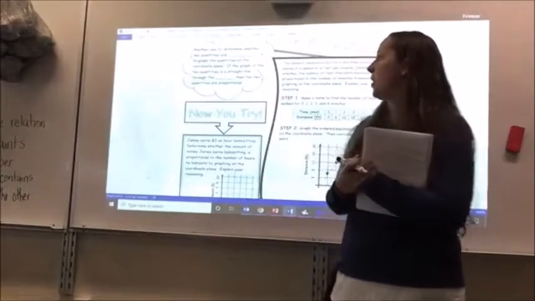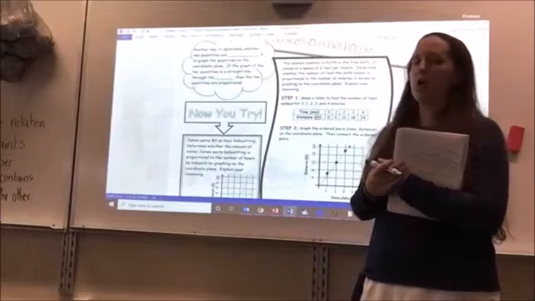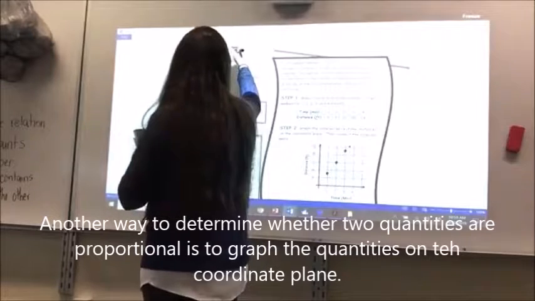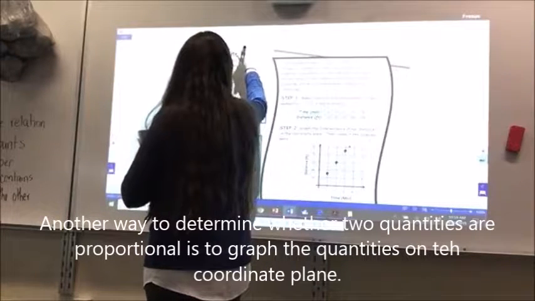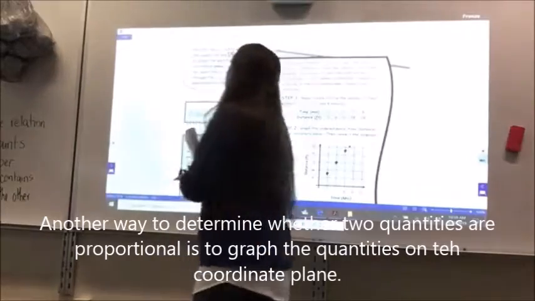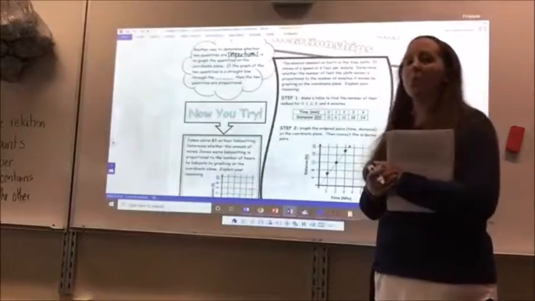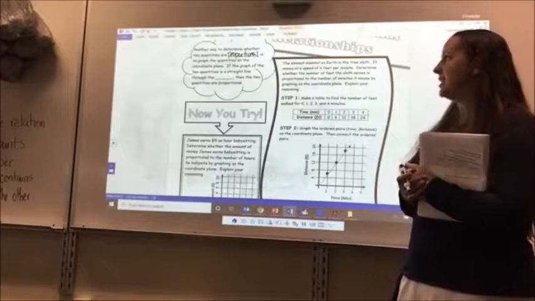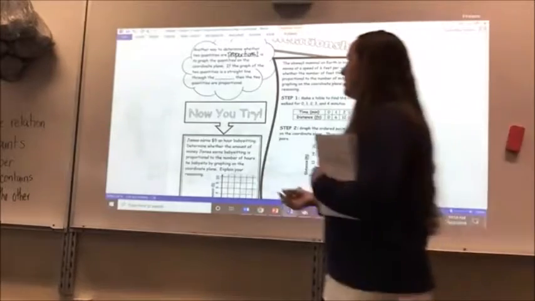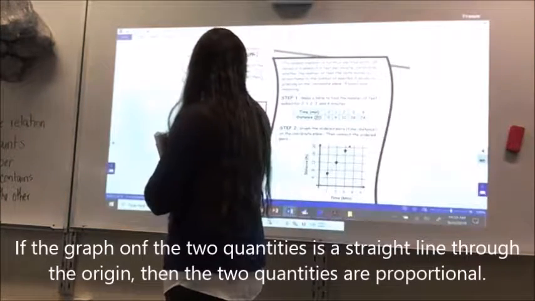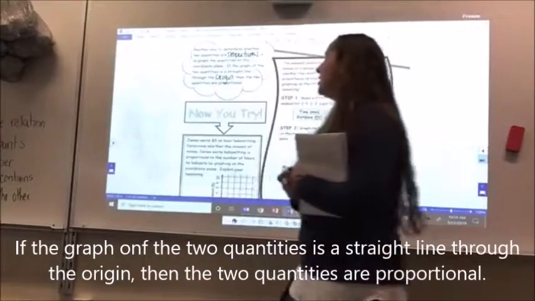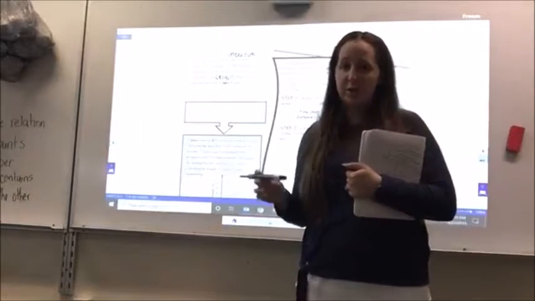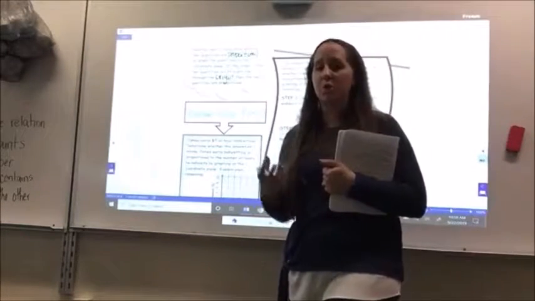All right, on the second page of graphing proportional relationships, in the cloud we have: another way to determine whether 2 quantities are proportional is to graph the quantities on the coordinate plane. If the graph of the 2 quantities is a straight line through the origin, then the 2 quantities are proportional. So if you graph a line, it's completely straight and it goes through the origin, which is (0, 0) on your graph, then it's a proportional relationship.